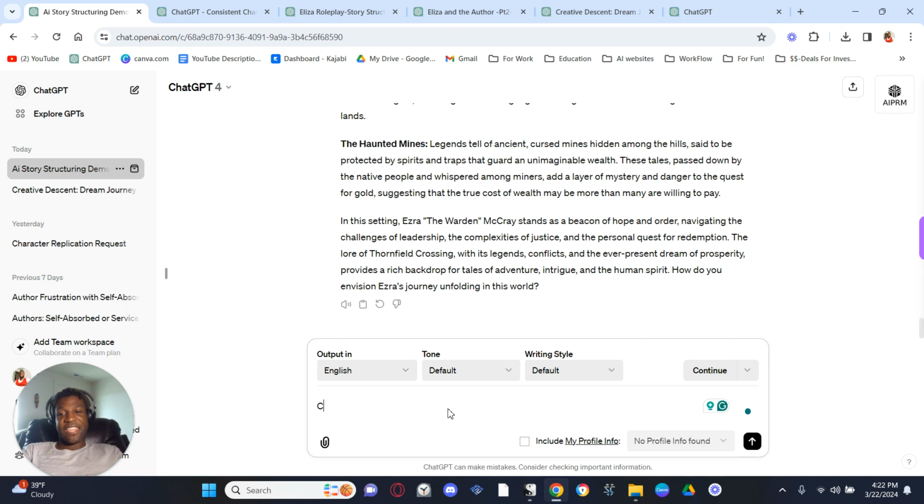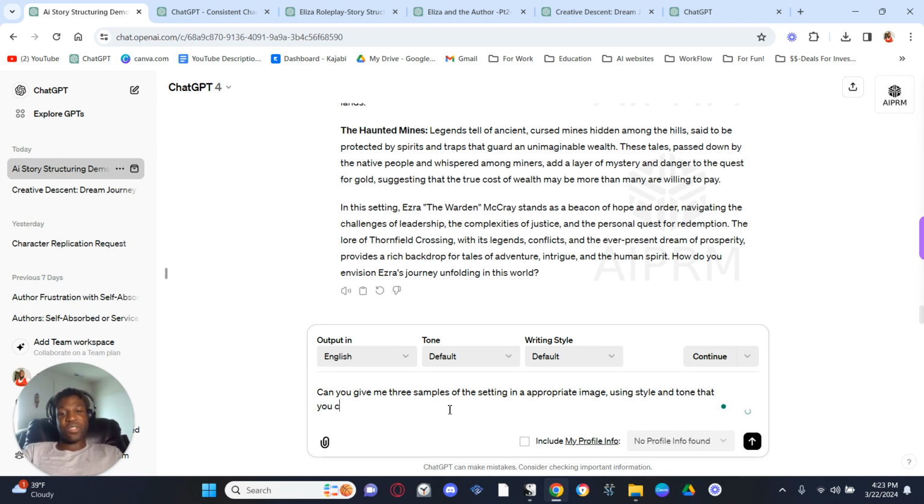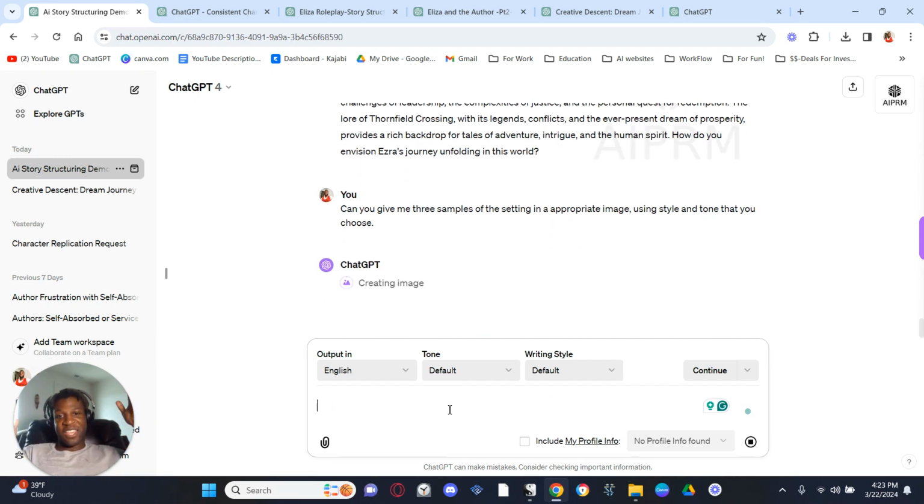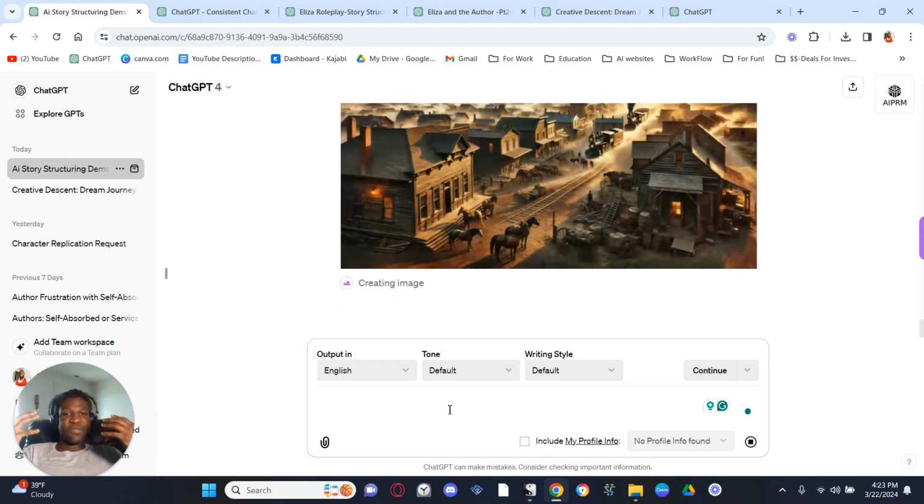Now I'll ask it, can you give me three samples of the setting in an appropriate image, using a style and tone that you choose? Once again, AI is doing all the thinking for us because you're a noob author. Not you specifically, but whoever's doing this and thinking, I don't know how to write a book. This is how you write a book using AI. You just have to know to ask the right questions, which a lot of you struggle with. But that's why I'm here to help you.